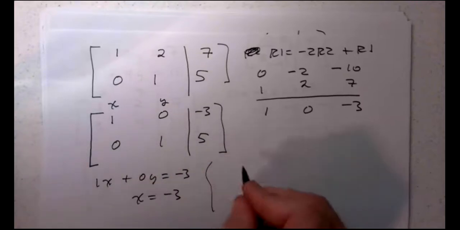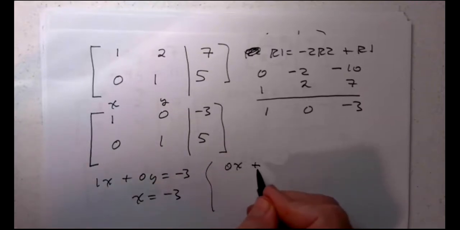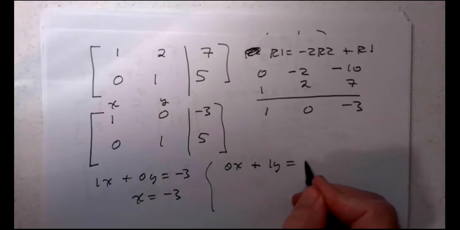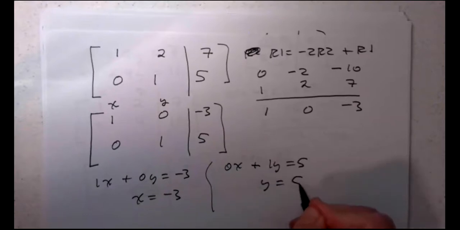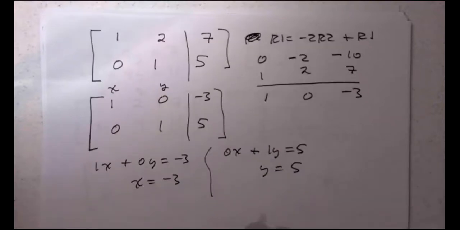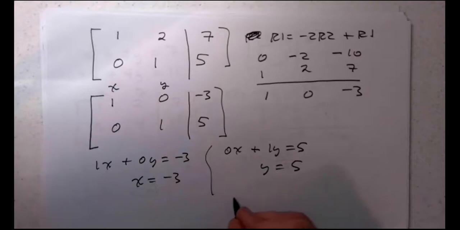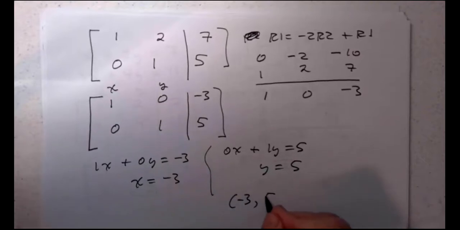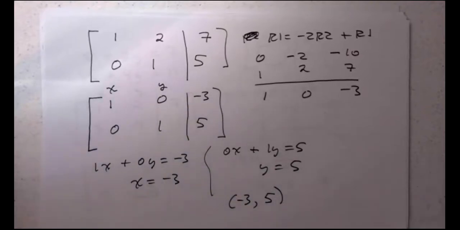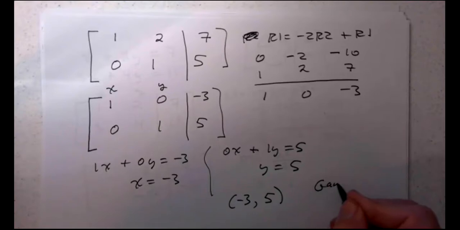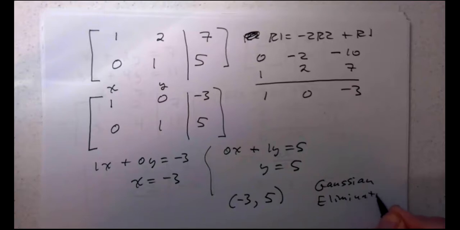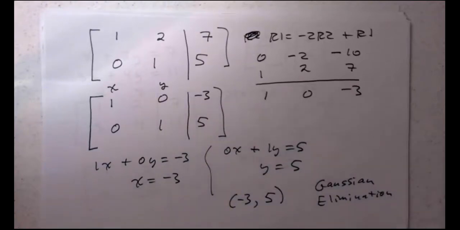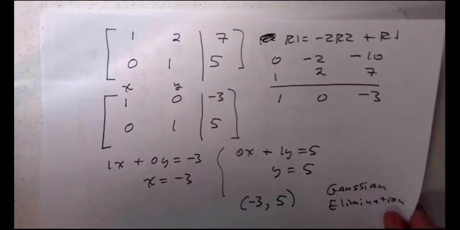My second row tells me 0x plus 1y equals 5. So of course, that tells me y equals 5. So again, we have the same answer we got the first 3 times. X is negative 3 and y is 5, using row operations, sometimes called Gaussian elimination, named after Carl Friedrich Gauss. Sometimes called Gauss-Jordan elimination as well. That's another term that is used for this procedure.